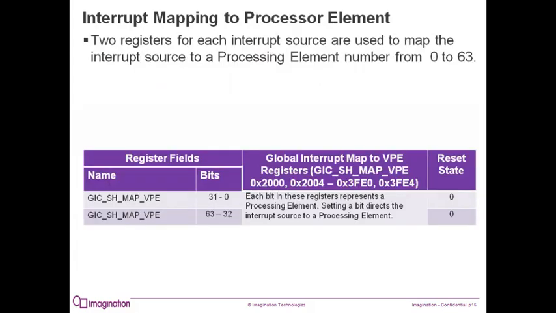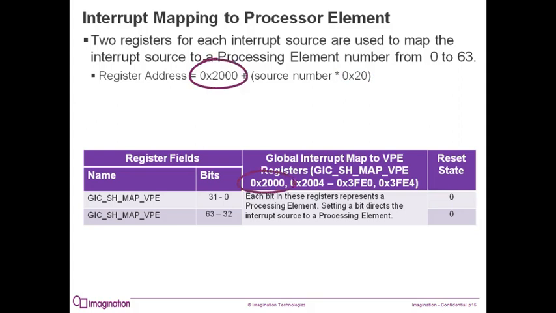Each interrupt source can be routed to any processor or a VPE on a multi-core system. This is done by programming the global interrupt map to VPE registers. There are 2 of these registers for each interrupt source, so you can map processing elements from 0 to 63. Each of these pairs is located on a 32-byte boundary. The first pair for interrupt source 0 is located at offset 2000 hex in the GIC address space. The second pair is at offset 2020 hex, and so on.